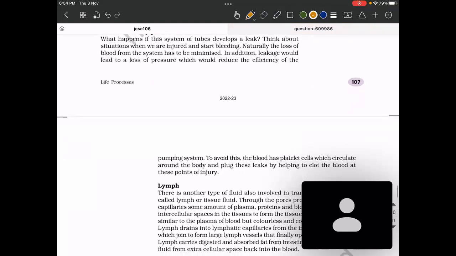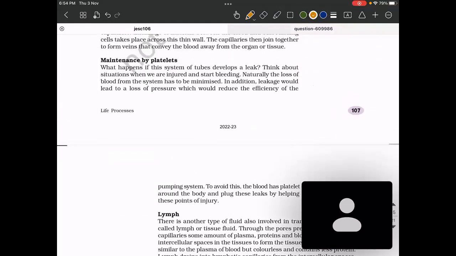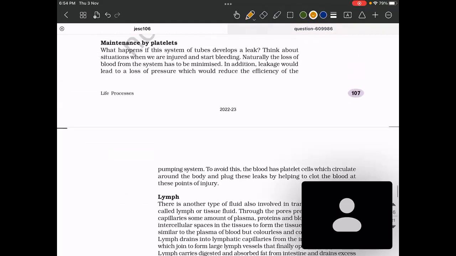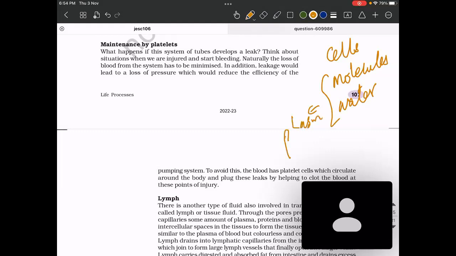Okay, fine. So what are the components of the blood? Red blood cells, white blood cells, blood platelets. Those are the cells. And then the plasma: water and molecules together form plasma, and then the cells, the different types of cells.